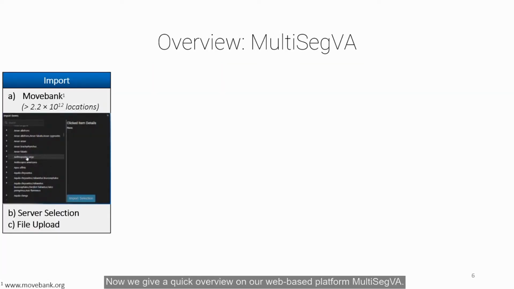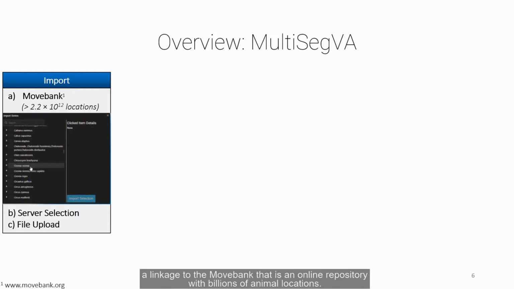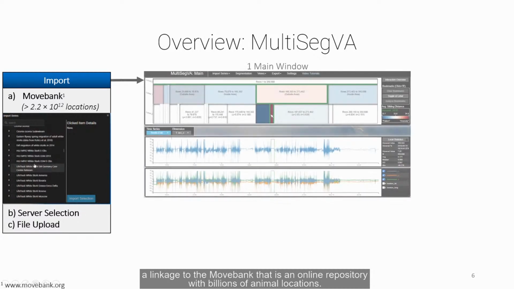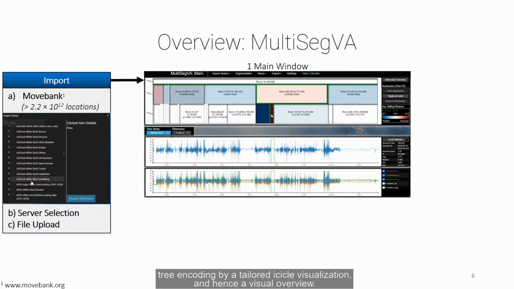Now we give a quick overview on our web-based platform MultiSegVA. There are 3 ways to import a time series to our platform. In particular, we provide a linkage to the MoveBank, that is an online repository with billions of animal locations. After import, the time series appears in one main window that contains our VQL, a segment re-encoding by a tailored icicle visualization, and hence a visual overview.